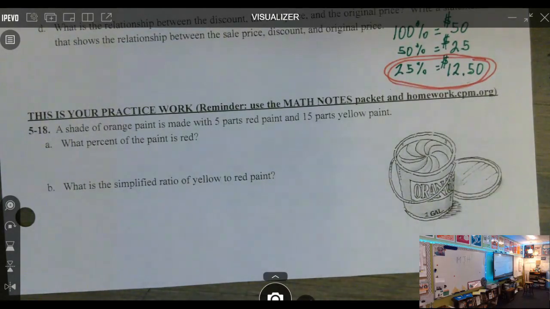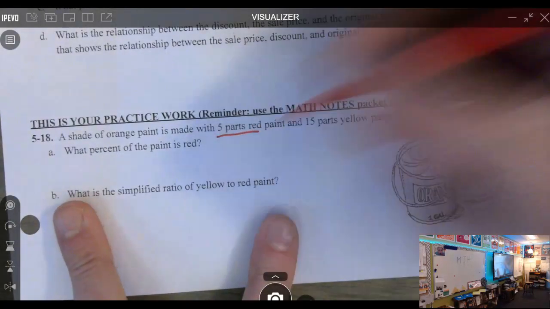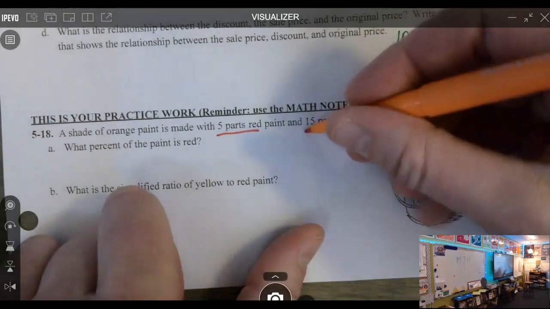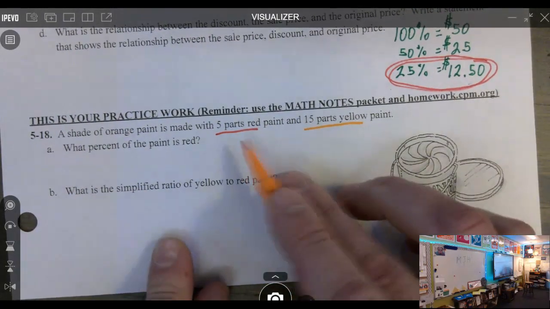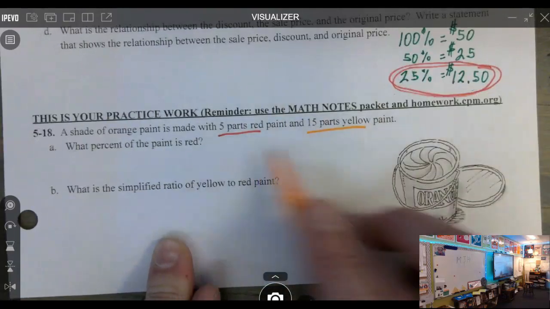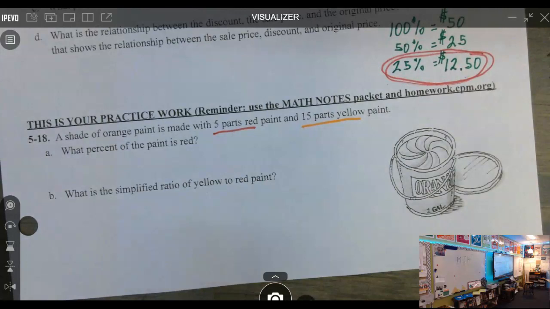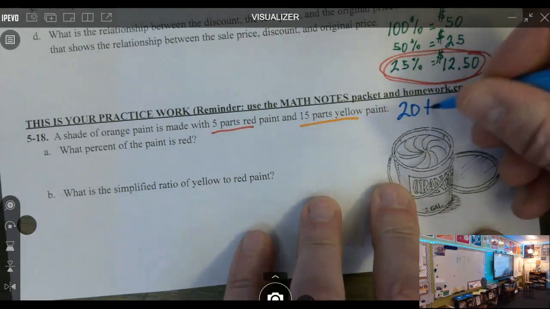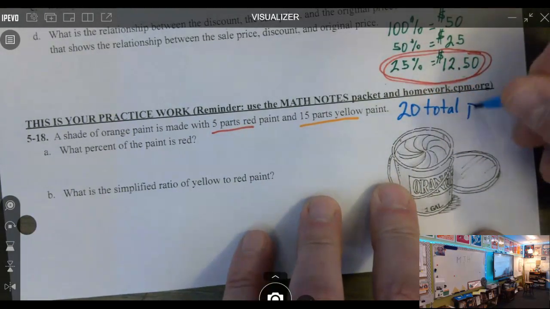session. Be careful. Notice that this is saying there are 5 parts red, 15 parts yellow. I don't really have a yellow pen, so I'm going to underline that with orange. How many parts total? 20. Guys, I would make a note of that somewhere that there are 20 total. Careful, you need that total. 20 total.